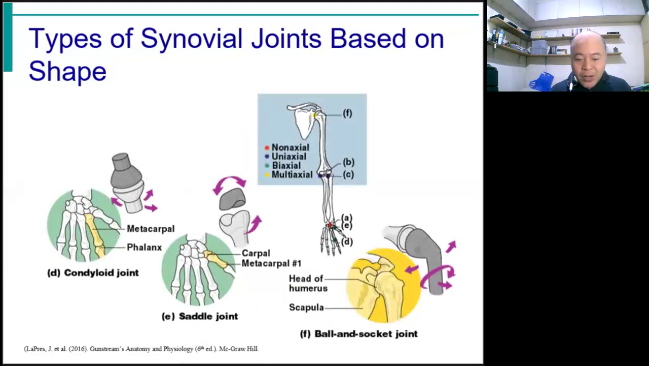So we have the ball and socket joint. Ball and socket joints allow rotary motion. So medyo paikot, all directions. Of course, with certain limits. And the example here is your shoulder joint. Ball and socket joint.